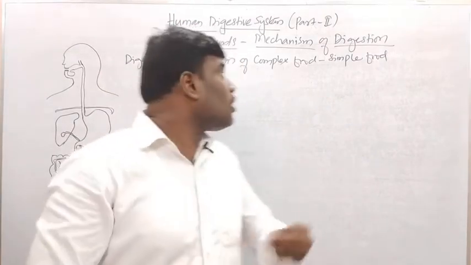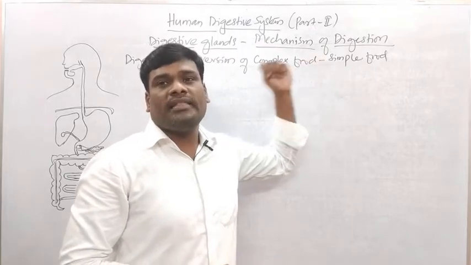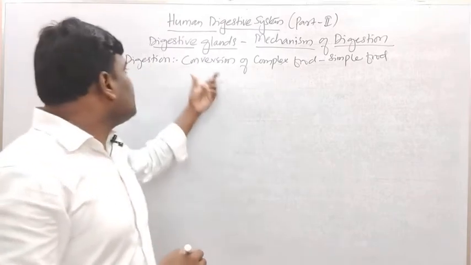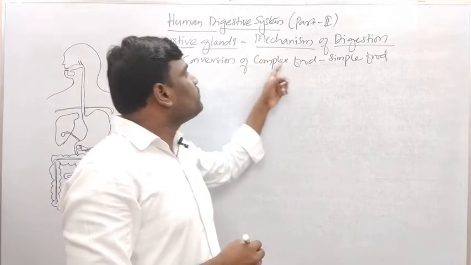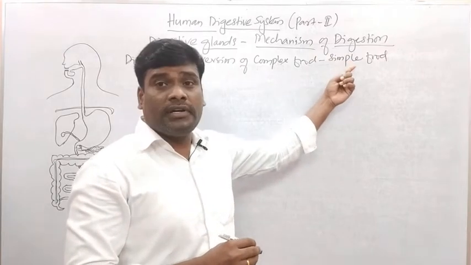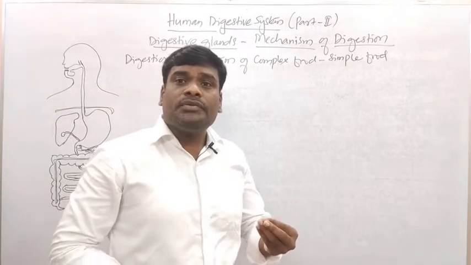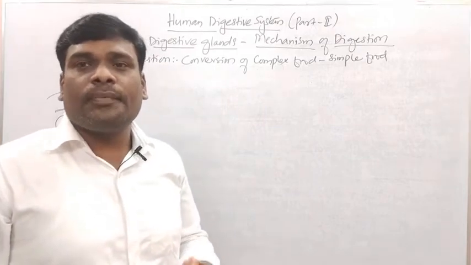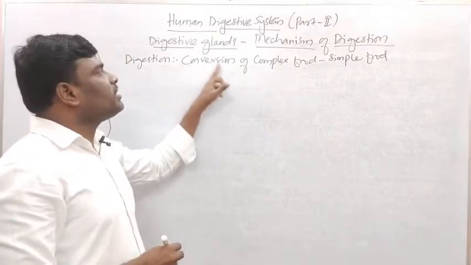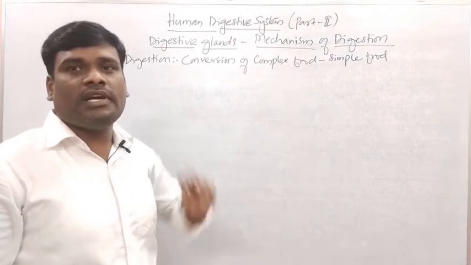So how does this complex food become simple food, children? By the action of digestive enzymes. But is that conversion of complex food into simple food enough in the human digestive system? No. These simple food substances should be utilized and assimilated in our body. So we are going to see all the steps included in the process of digestion: conversion of complex food into simple food, utilization of those simple food substances, and assimilation of the food materials.